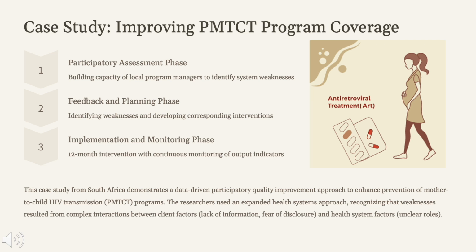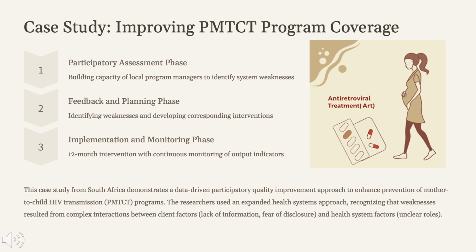In South Africa, researchers used an implementation research approach to improve PMTCT coverage. They first engaged local health workers and community members to identify bottlenecks, things like delayed antiretroviral therapy or ART initiation and unclear roles in clinics. Next, they co-developed interventions, such as training staff, introducing monitoring dashboards, and improving counseling around disclosure and treatment. Over 12 months, this participatory process led to major improvements.